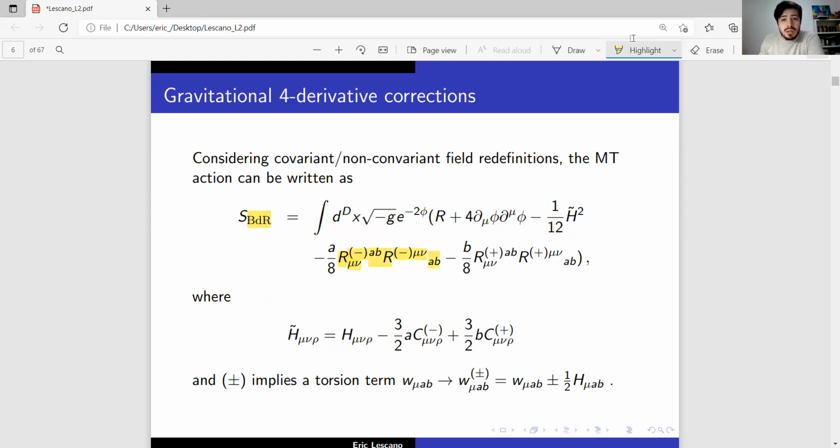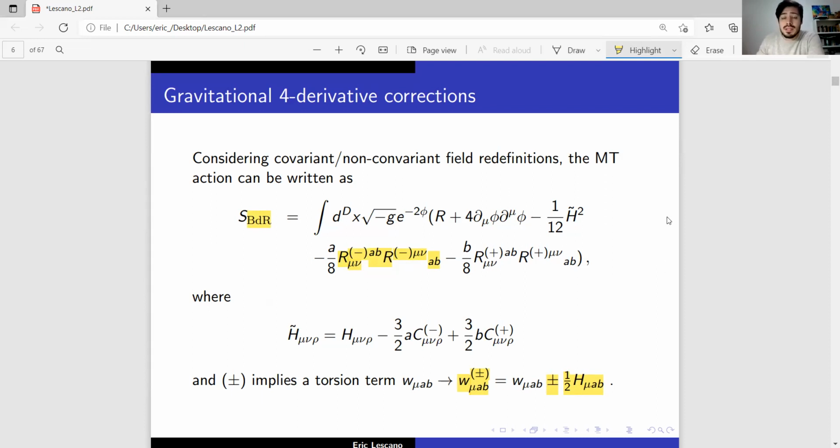This is our Riemann square. But now the Riemann tensor is constructed with a spin connection that includes a torsion term. This is the torsion term. This is our new connection. When we use minus, we have a -1/2 H term over here. And when we use the plus, it's just +1/2 H. This torsion term doesn't affect the way that the spin connection transforms. This is still a connection, since this H is covariant under Lorentz transformation.